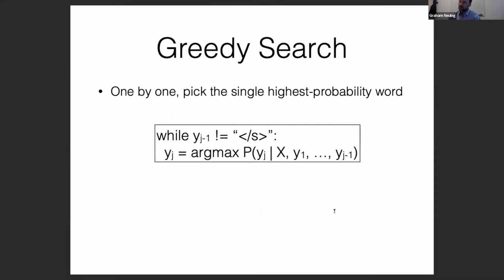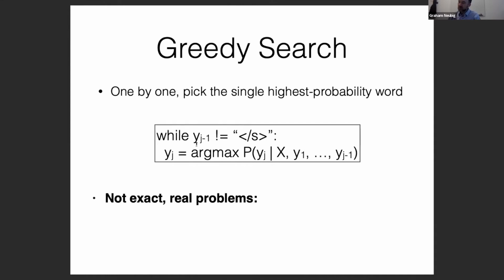So basically, one by one, we pick the single highest probability word in the output. So that looks a little bit like this. Similarly, we go until we reach the end of sentence symbol. But instead of sampling a random word according to the probability distribution each time, we take the highest probability word at the next time step each time. So what this is doing is, instead of picking any old word next time, it always picks the highest one, which moves us closer to a very high scoring output.